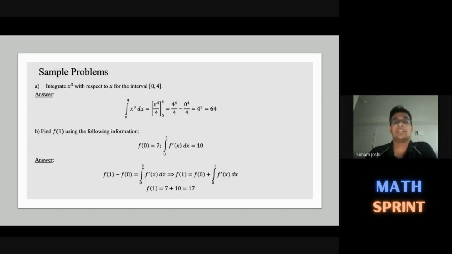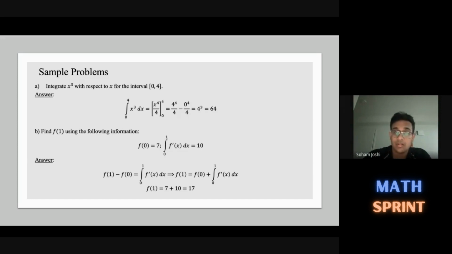All right, so let's do some sample problems. The first one, we got to integrate x cubed with respect to x for the interval 0 comma 4. That is, x is between 0 and 4, inclusive of both 0 and 4. Recall the fundamental rules of integration here. If you want to revise them, you can check out my 8th video of this playlist. So the integral of x cubed with respect to x is x to the power 4 divided by 4.